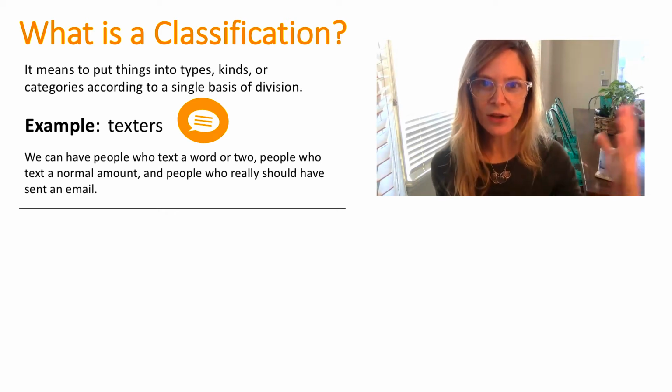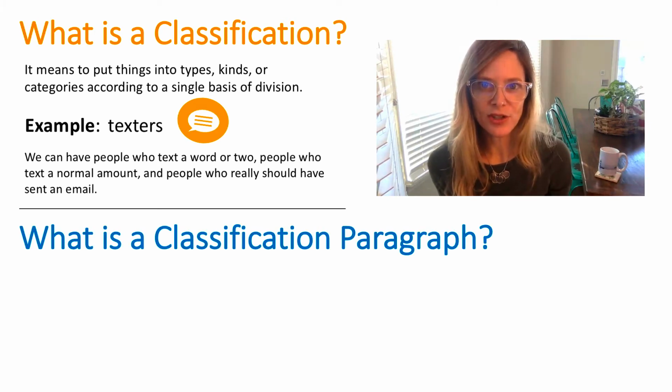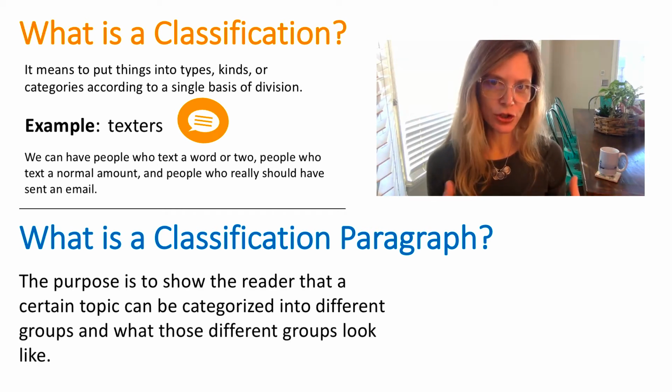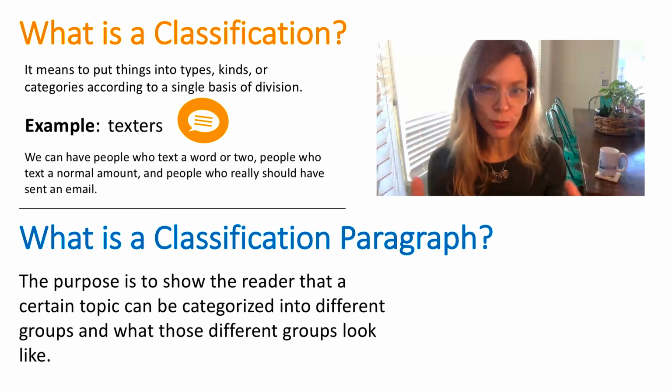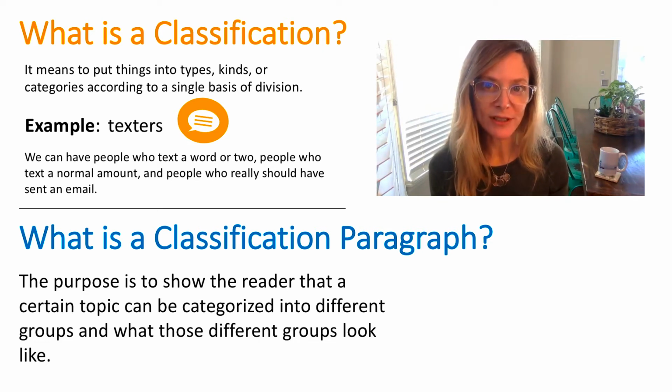So then, now that you know what classification is, what is a classification paragraph? Well, its purpose is to show the reader that a certain topic or a certain group can be categorized into different groups, and to show the reader what those groups look like and how they're different. So now that you know what a classification paragraph's purpose is, why don't we take a look at the structure?